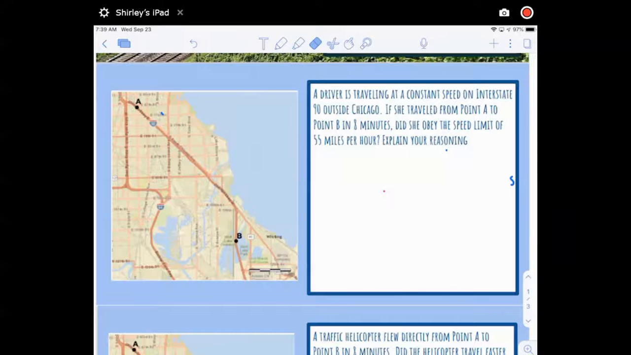Okay, our next problem is a little bit more challenging because we're given a map. However, we're not given a distance on the map. All we are given is this scale. So we know that a driver is traveling at a constant speed on Interstate 90 outside of Chicago. She traveled from point A to point B in 8 minutes. We need to know if she obeyed the speed limit of 55 miles per hour.